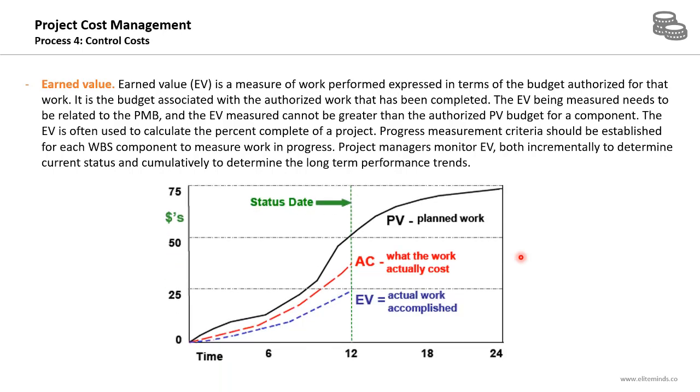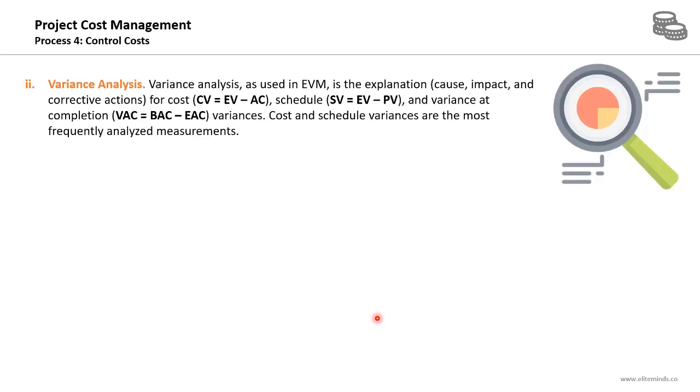Now, again, this figure shows the planned value, the actual cost, and the earned value. The earned value equals the actual work accomplished in the project. The actual cost represents what the work actually cost, and the planned value represents the value of the planned work. These are the three key dimensions of the earned value measurements. All the formulas I will be explaining in this lecture are based on these three dimensions.